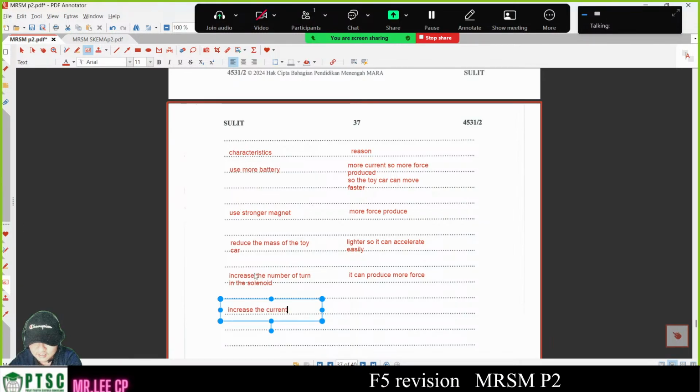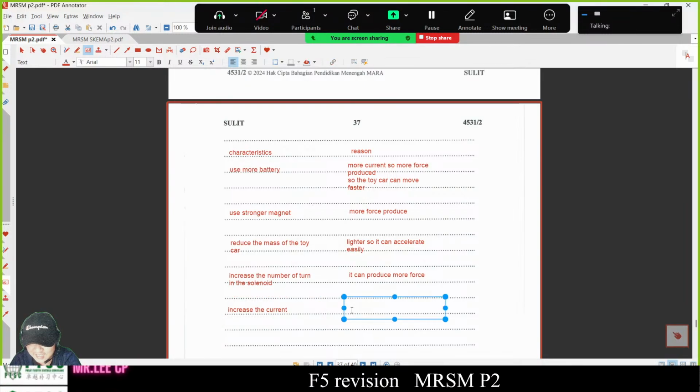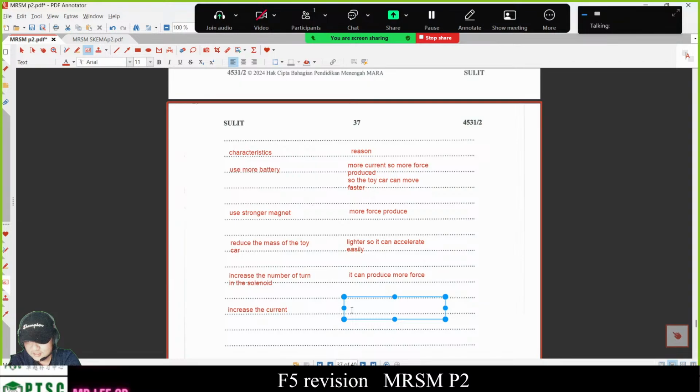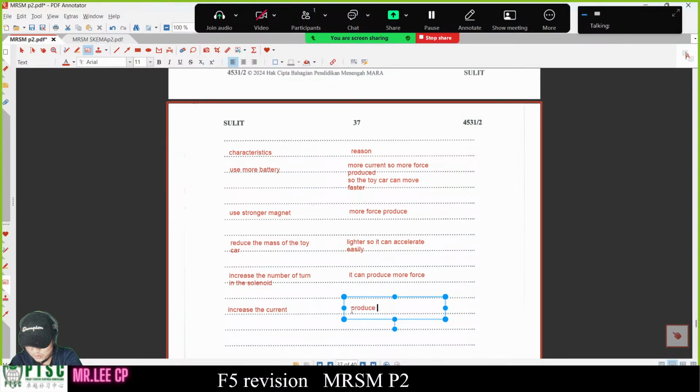Alright, I know it is repeating. I know, because I don't have any other idea. So increase the current, produce more force.